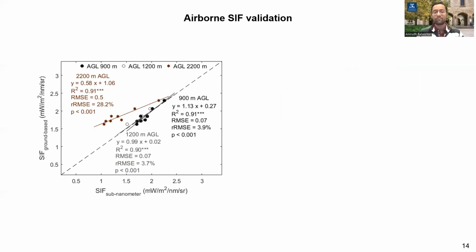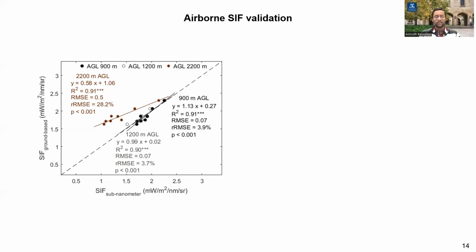Now the validation of both airborne hyperspectral imager quantified SIF with ground-based sensors. For all 3 altitudes, for the sub-nanometer imager, the SIF quantified was well correlated with the ground-based SIF, with R square 0.9 or higher in all cases. Especially for 900 and 1200 meters, a good correspondence with ground-based SIF values was obtained with root mean square error less than 0.1.